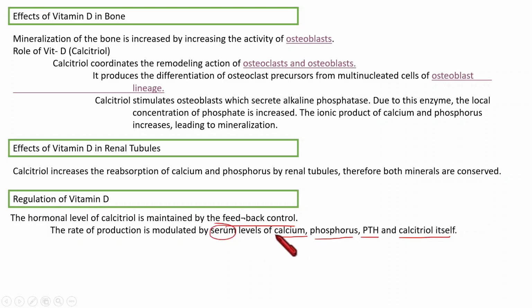So, what is the level of calcium? What is the level of phosphorus? What is the level of parathyroid hormone? And what is the level of calcitriol in serum? Based on that, its synthesis is regulated.